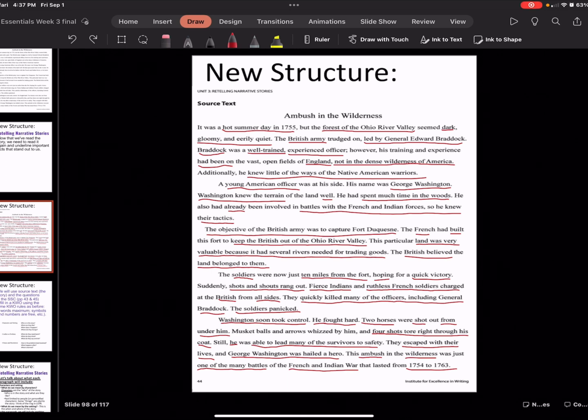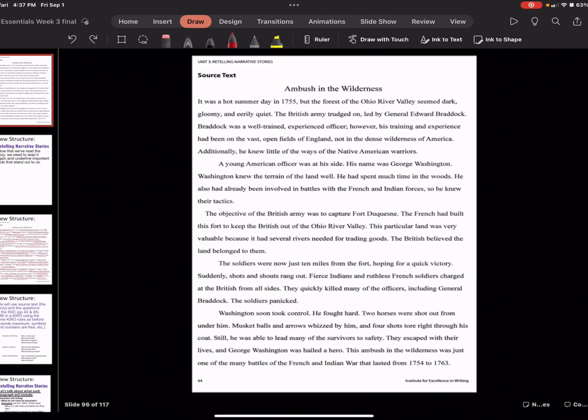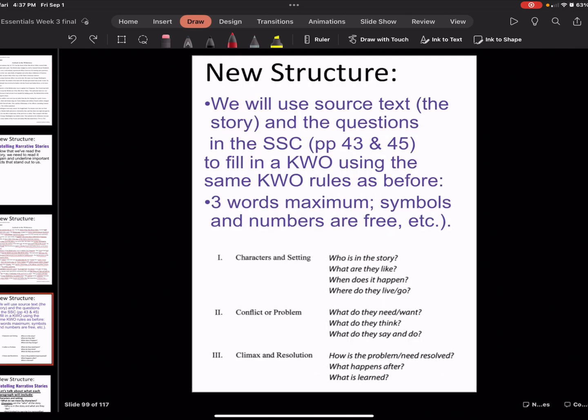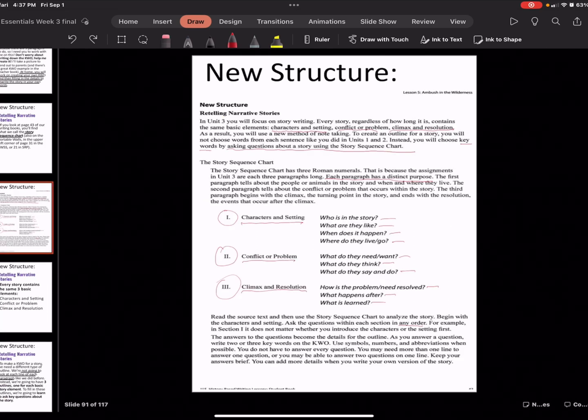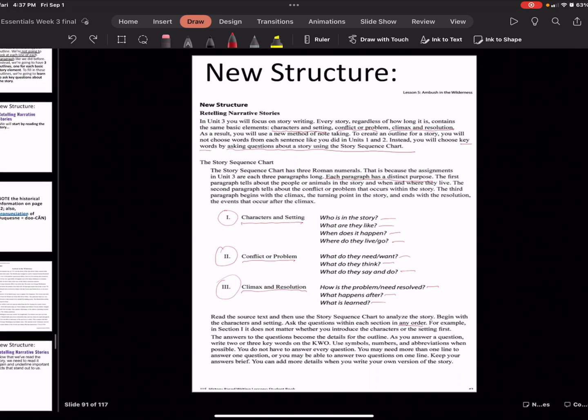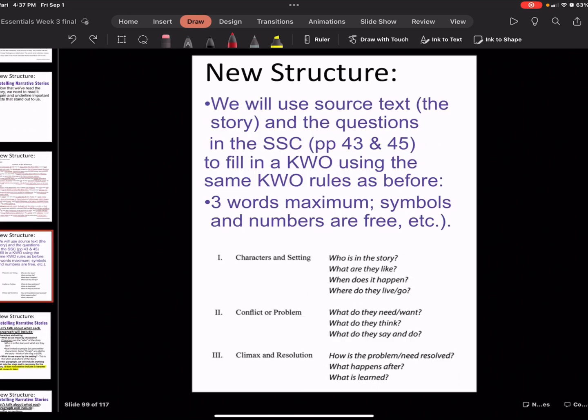So my underlining is going to be a little bit different than yours if you were doing this on your own. So I'm not going to reread the paper again. You could pause it and look at what I underlined, or you can ignore my underlining completely and go back to the source text in your student manual and underline the things that you think are important. Okay, so we will use the source text, the story, and the questions in the SSC, which again is right here. That's the story sequence chart on page 43. And again, the story sequence chart is also on page 45.